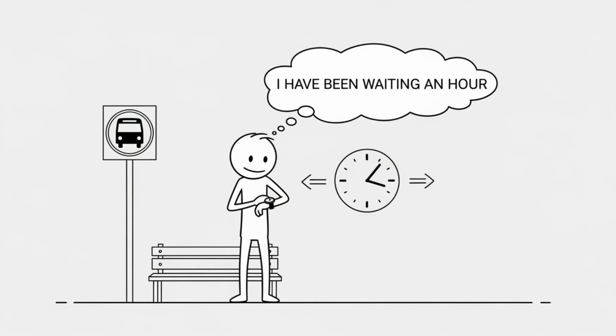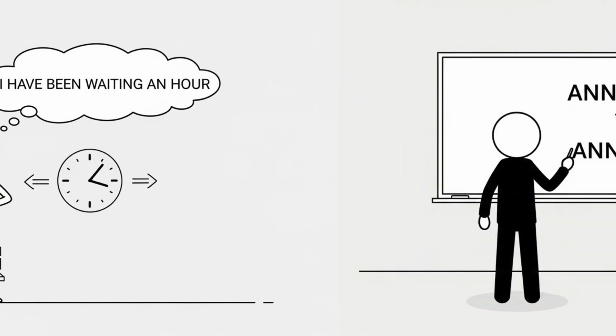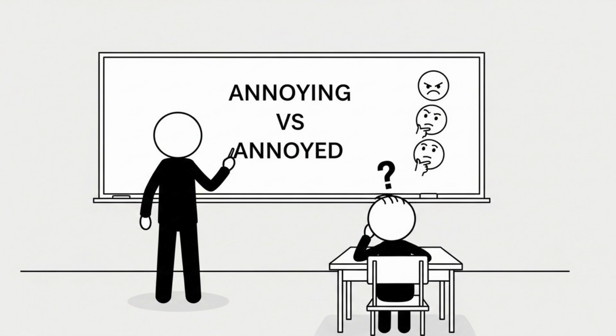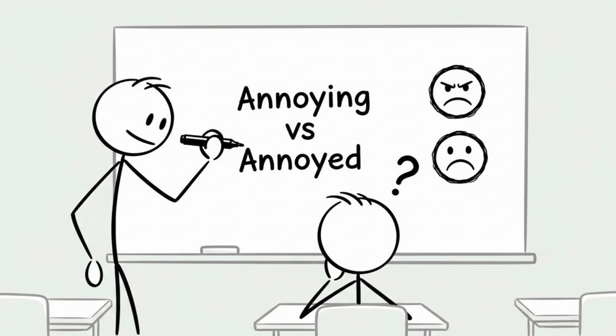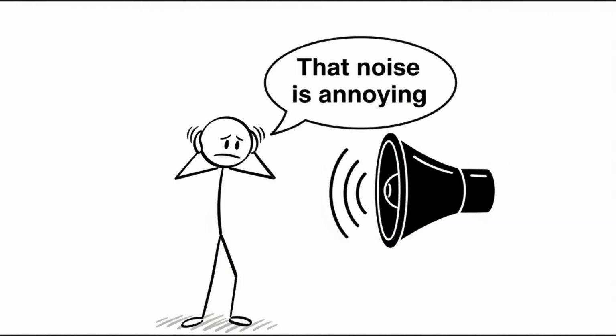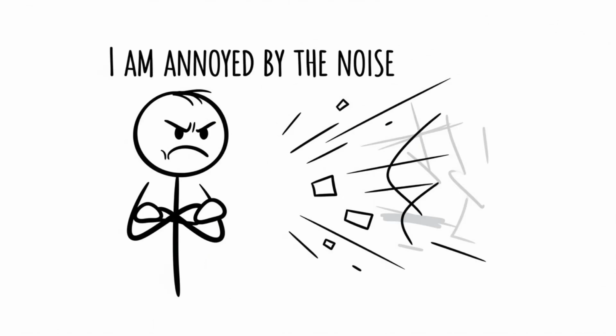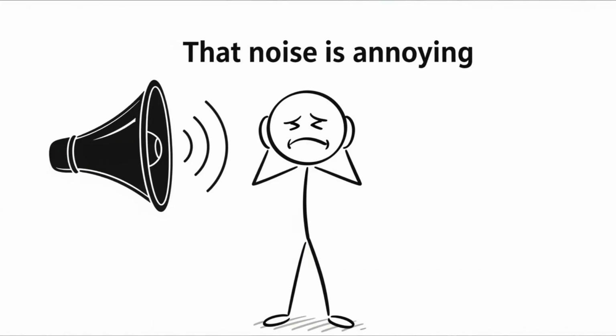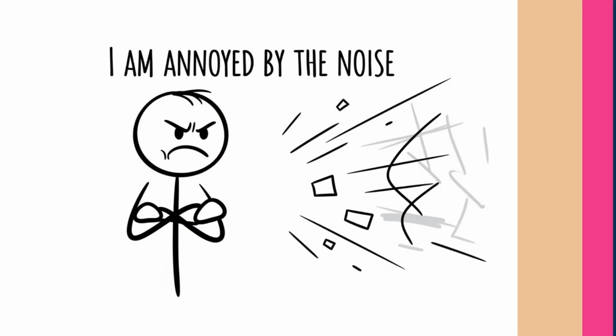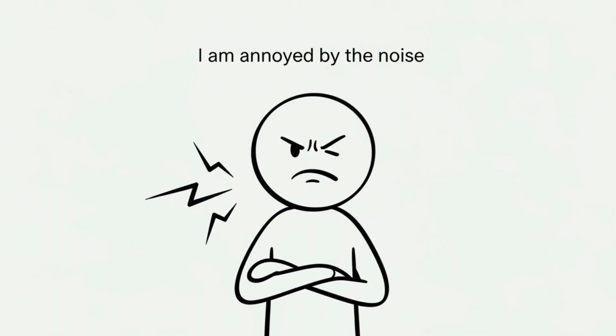Third topic. Finally, let's talk about "annoying" and "annoyed." These words look almost the same, but they describe different things. "Annoying" describes the thing that causes the feeling. "Annoyed" describes the person who feels the emotion. For example, "That noise is annoying." The noise is causing irritation. But when you say, "I am annoyed by the noise," you are the person feeling irritated.